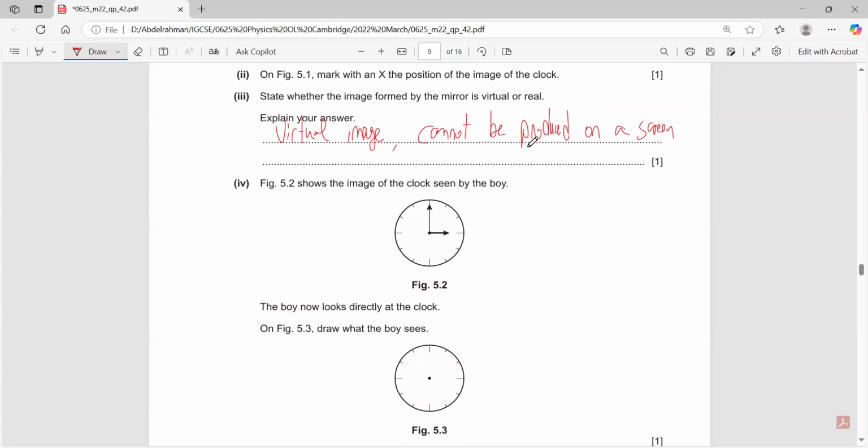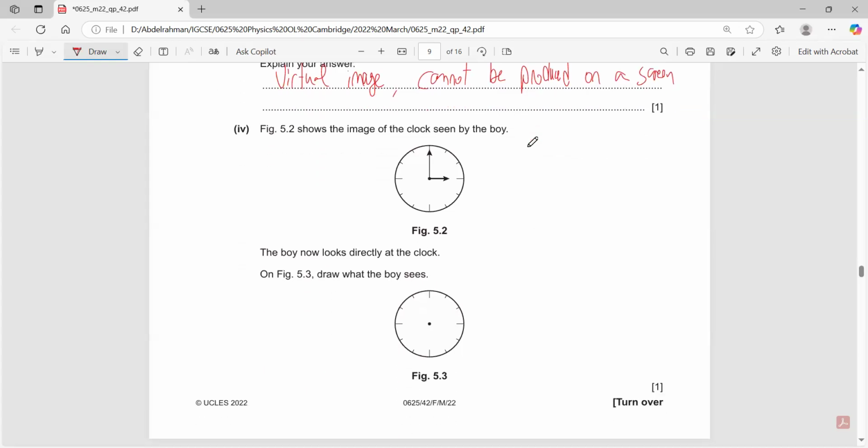Figure 5.2 shows the image of the clock seen by the boy. The boy now looks directly at the clock. This is the image, right, of the clock seen by the boy. On figure 5.3, draw what the boy actually sees when he looks directly at the clock without looking at the image of the clock. Can I see the actual image? Yes, I will see the actual clock, which will have this one pointing upwards, but the other one will be pointing to the left.